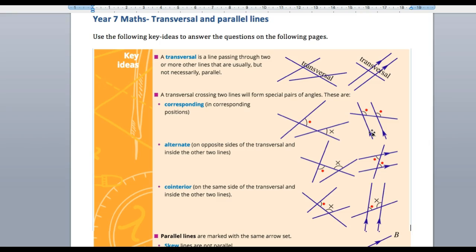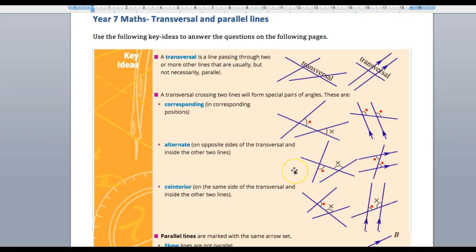So corresponding angles basically are in corresponding positions. So if you think of the transversal line, the corresponding position is this one here, on the upper right corner, so it's above the transversal line on the right side of this line, and this one is also in the same spot. It's just on the other line, on the corresponding line. Now these two angles here, see how this is a red dot and this is a cross? It just means that those angles are not the same. Whereas in this example, because the lines are parallel, these two angles are the same.